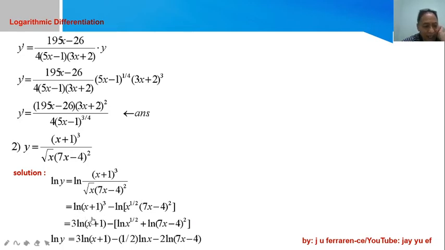So we have 3 ln of x plus 1. So we have 1/2 of ln x. That's negative because it's preceded with a negative, because they are part of the expression in the denominator of the ratio. So plus becomes minus. So minus 2 ln of 7x minus 4. So all powers are now equal to 1 for your ln u form. So your u now already contains powers which are actually 1. So it's now ready for differentiation.